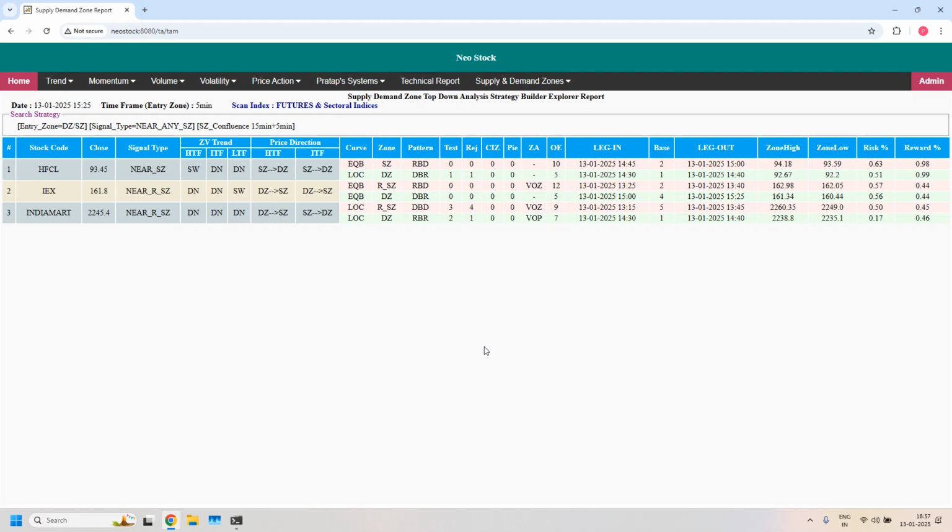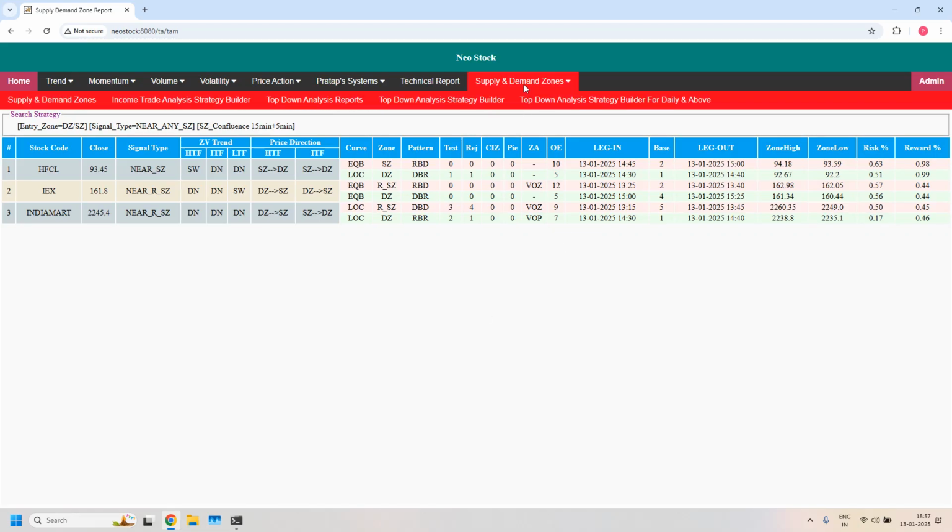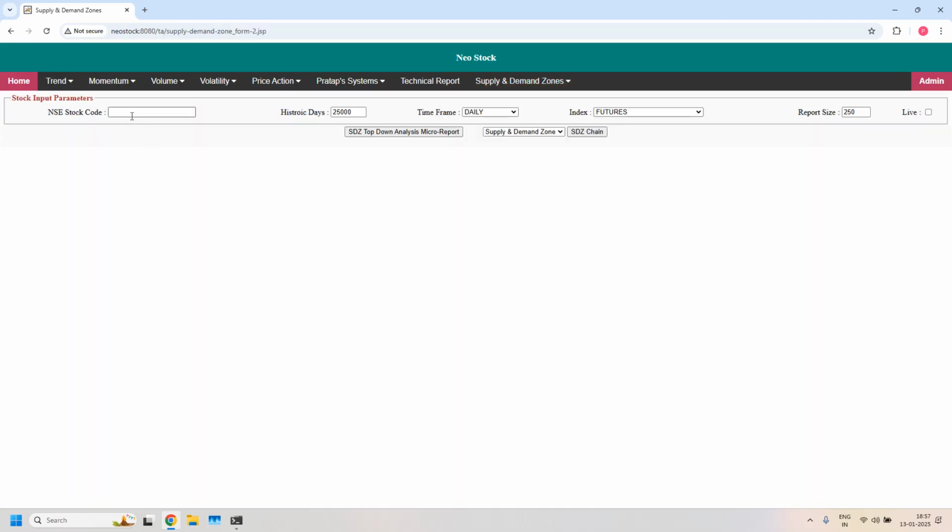So this is about stocks near demand and supply zones and price closed inside demand and supply zones, and also identified daily and 75 minutes high liquidity zones. Next, we will generate NIFTY and BANKNIFTY supply demand zone chain. Let's start with NIFTY 50. Generating monthly supply demand zone chain for NIFTY.